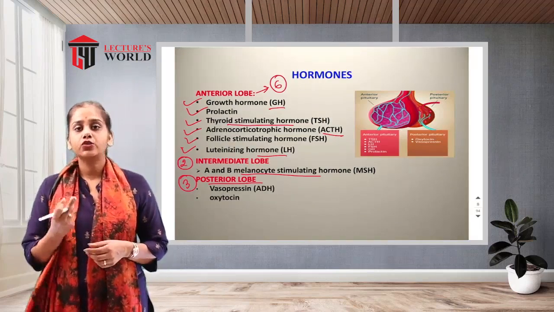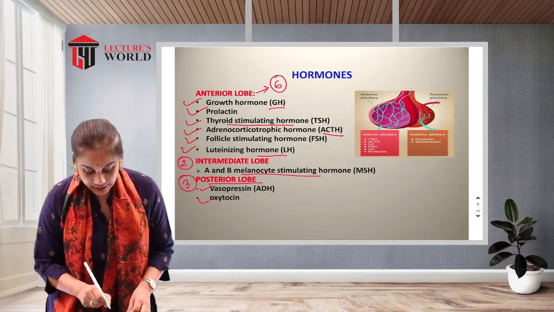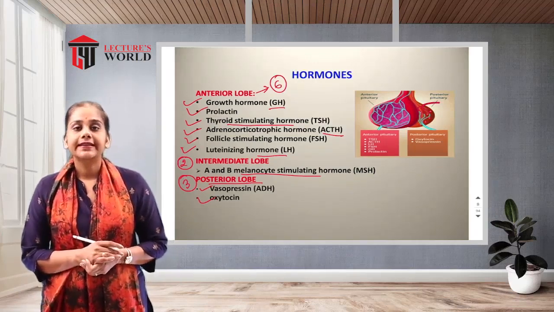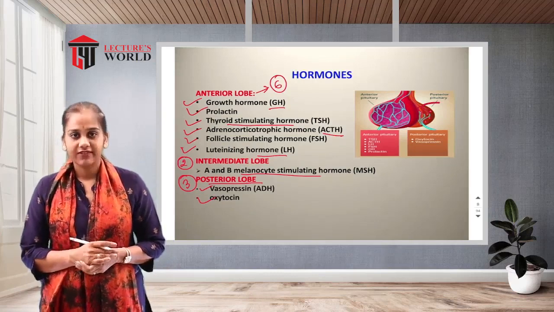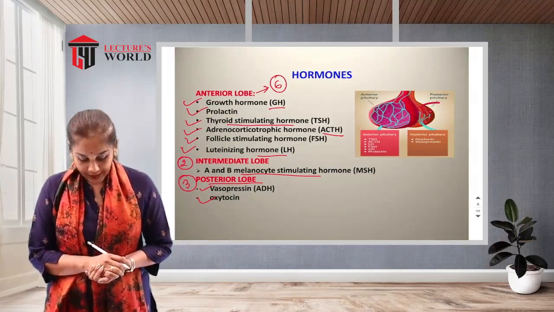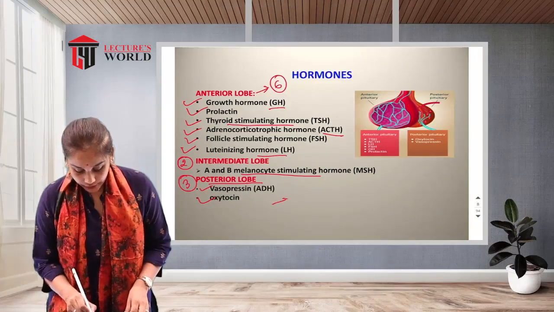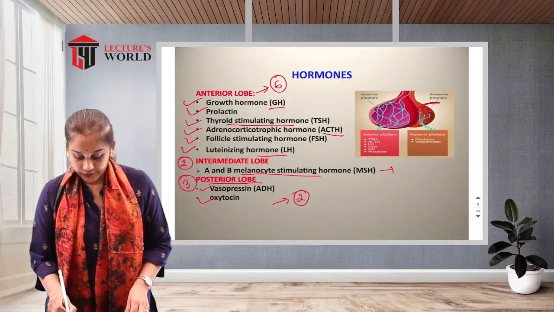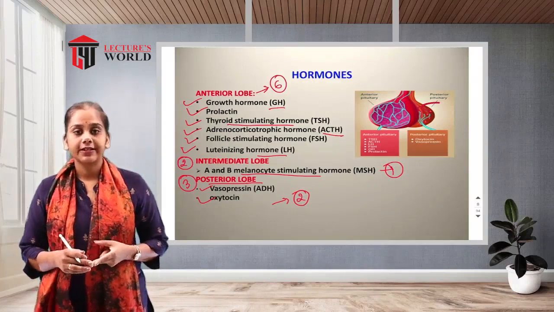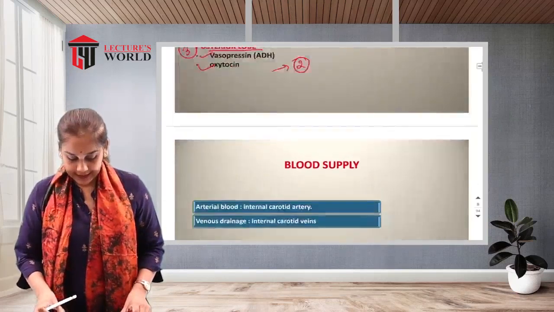Then the third part is the posterior lobe, or posterior pituitary gland. It secretes two major hormones. Which are they? The first is vasopressin, also known as ADH, antidiuretic hormone, and the second is oxytocin. So these are the major hormones of the pituitary gland: anterior pituitary, posterior pituitary, and intermediate lobe. Now we will see in detail in the next slide.